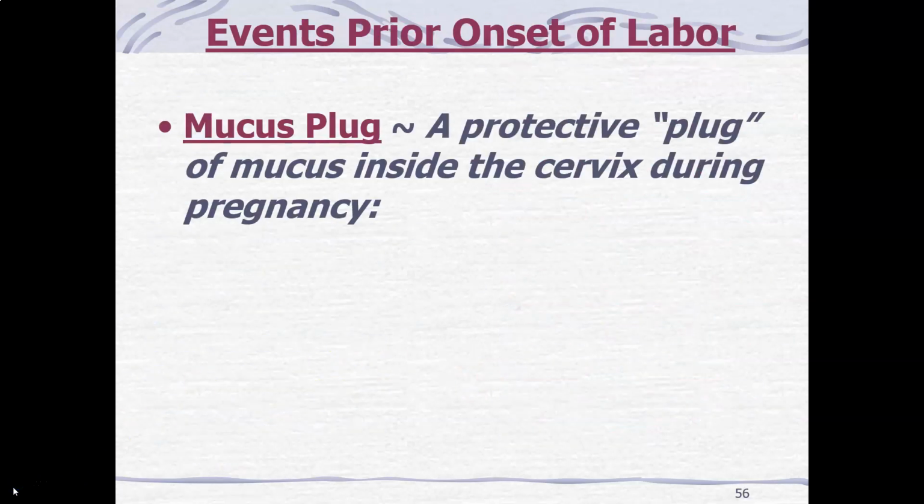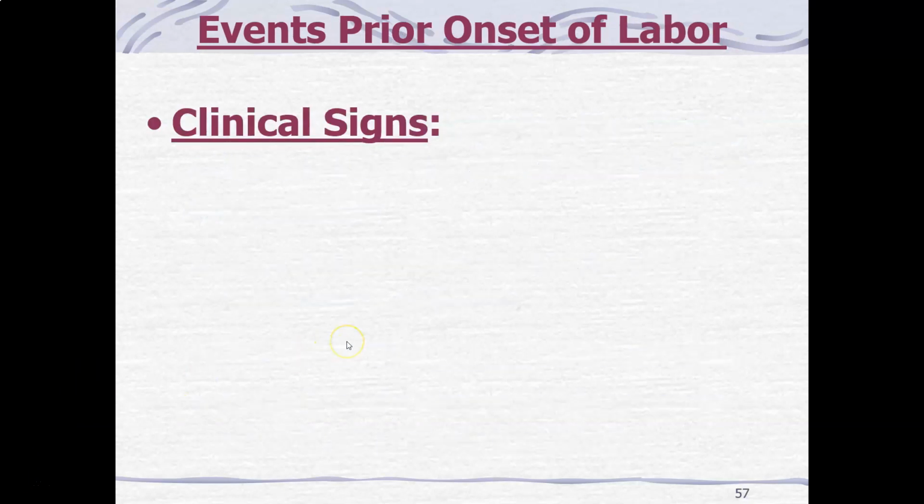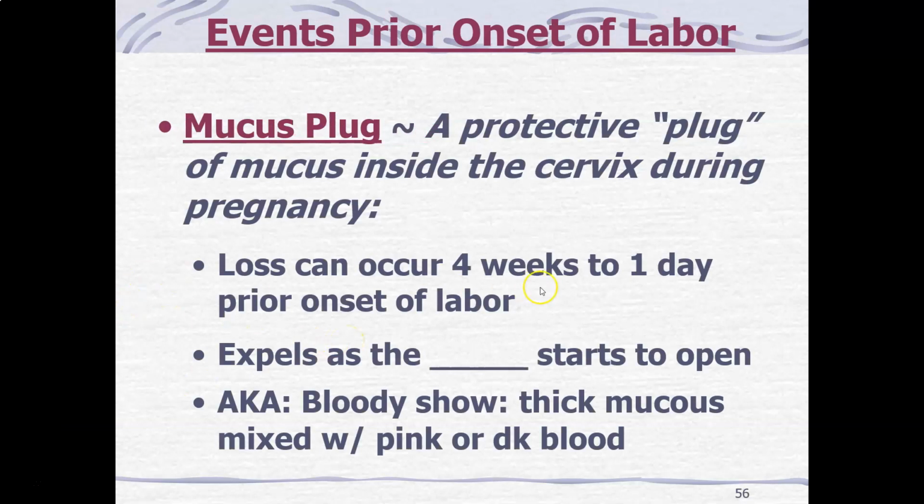All right, with the mucus plug, it's a protective plug of mucus inside the cervix during pregnancy. And prior to the onset of labor, you will lose your mucus plug. That's going to occur 4 weeks to 1 day prior to the onset of labor. It expels as the cervix starts to open. When you lose your mucus plug, it's also known as bloody show.